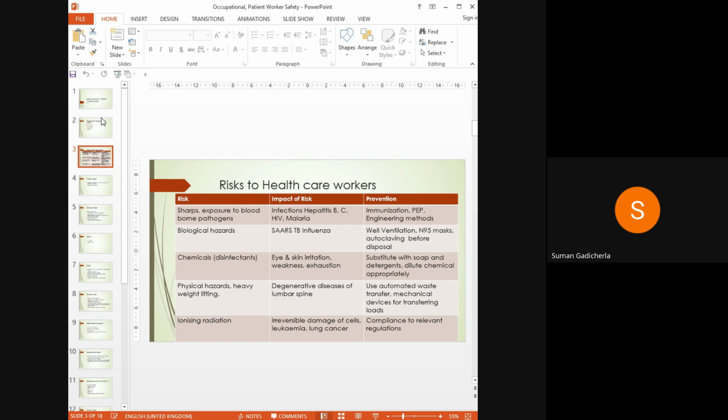Then there should be a policy. You will not use injections unnecessarily. And once the use of injection is over, there is no... What is the most common reason for needle stick injuries to happen? Recapping. So you should have a policy that it won't be recapped. Once used, it will be discarded. Recapping should generally not be encouraged, right?